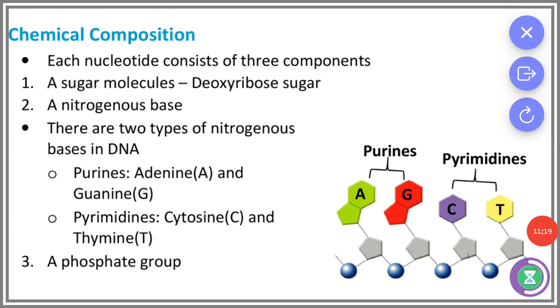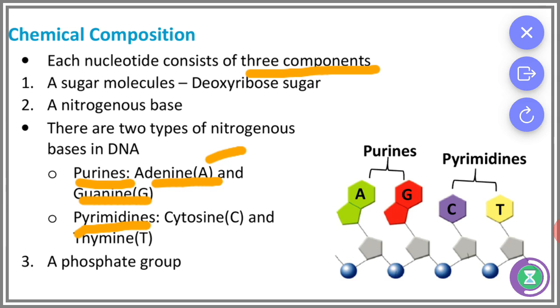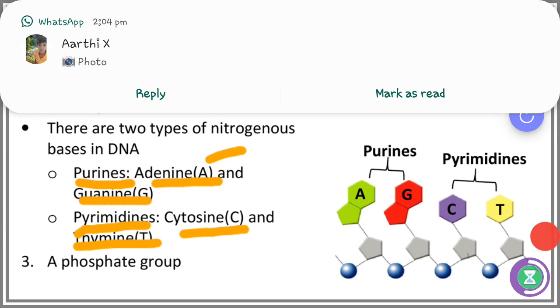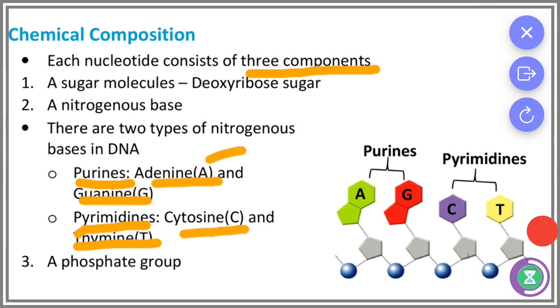And next, chemical composition of DNA. Each nucleotide consists of 3 components: first, the sugar molecule, that is deoxyribose sugar, and second, a nitrogen base. There are 2 types of nitrogen bases in DNA, purine and pyrimidine. Purine consists of adenine and guanine. Pyrimidine consists of cytosine and thymine. And the third one is the phosphate molecule or phosphate group.